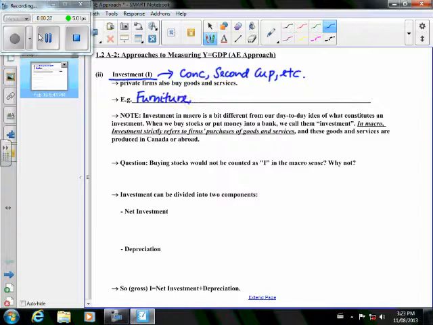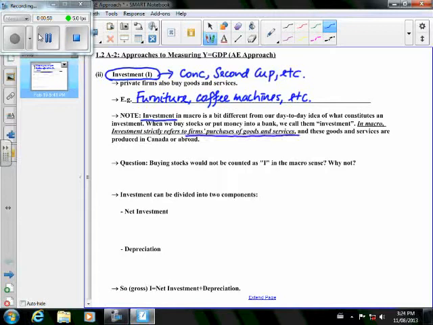Second Cup would need to buy coffee machines, sugar, coffee beans, and so on. Firms are also consumers before they can produce goods and services. One important note, investment expenditure in macro strictly refers to the spending by firms on goods and services.